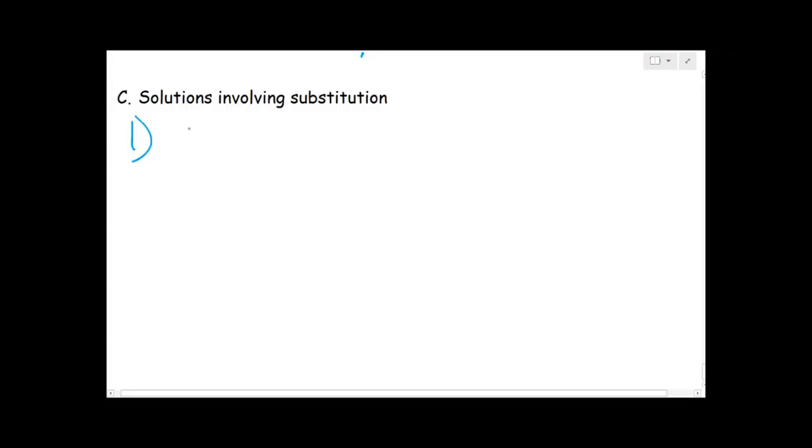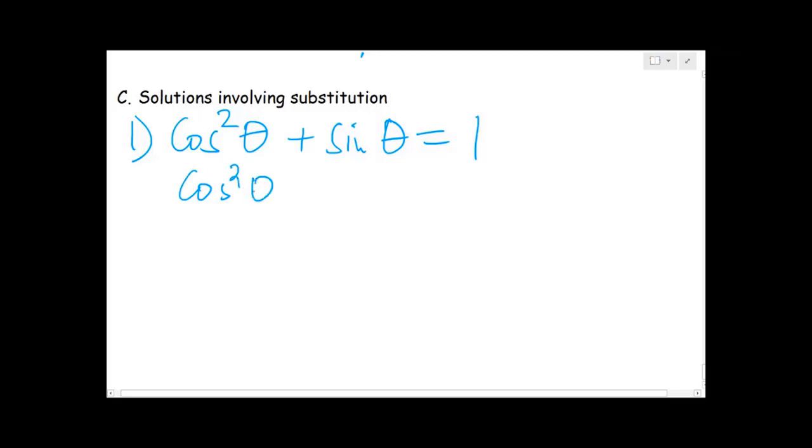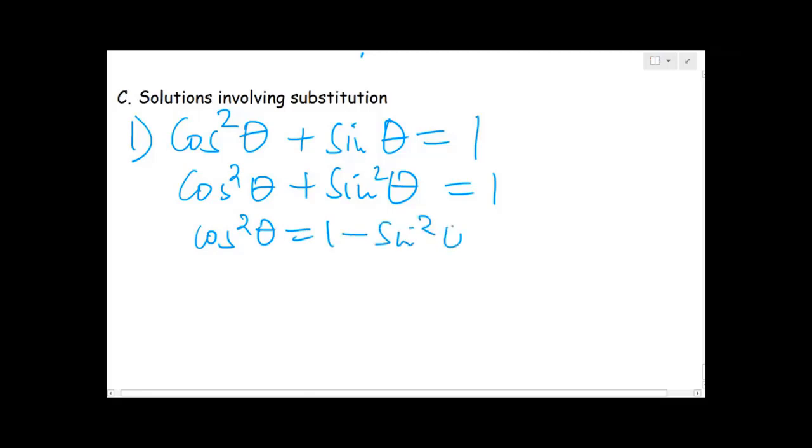Our first question, we have cosine squared theta plus sine of theta is equal to 1. In this question, we have cosine and sine together. From the first trigonometric identity, we had cosine squared theta plus sine squared theta is equal to 1. We can rewrite this equation and make cosine squared theta the subject of the formula. Then we substitute it in the equation above, where we're going to have cosine squared theta is equal to 1 minus sine squared theta.